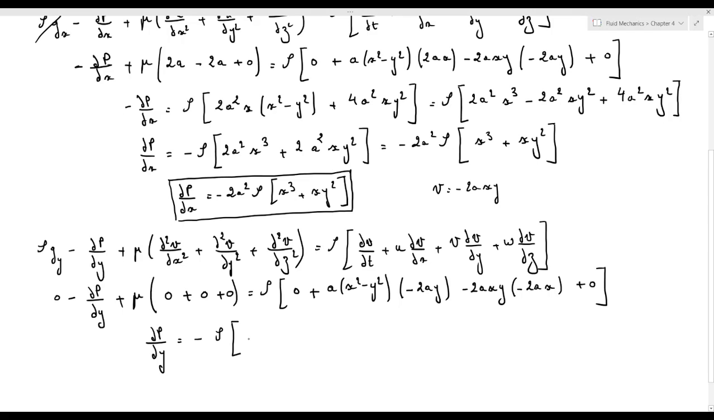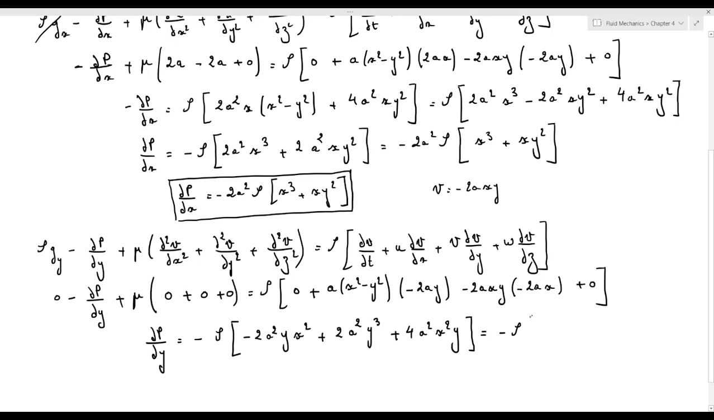into minus 2a square y into x square, plus 2a square into y cube, and then plus 4 into a square x square y. So minus 2a square x square y plus 4a square x square y is 2a square x square y.